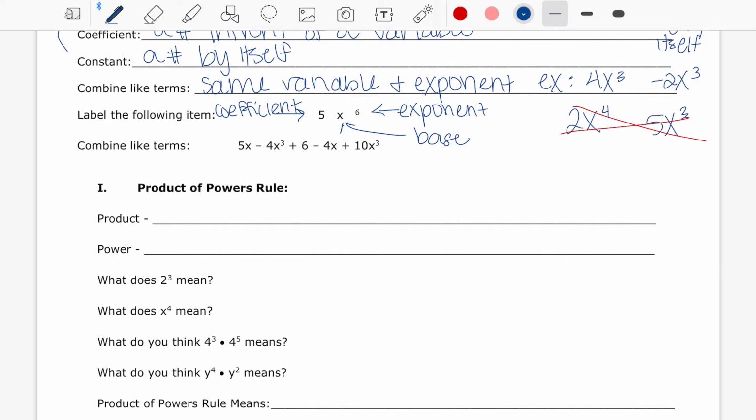When we come down here to review combining like terms, remember that they have to have the same exponents and variables. So I'm going to start with negative 4x cubed, and it has a like term of 10x cubed. So that combines to make 6x to the power of 3. Then we look at positive 5x and a negative 4x. That combines to just make a positive x. Our positive 6 here doesn't have a like term, but it doesn't go away, so we bring it down there.